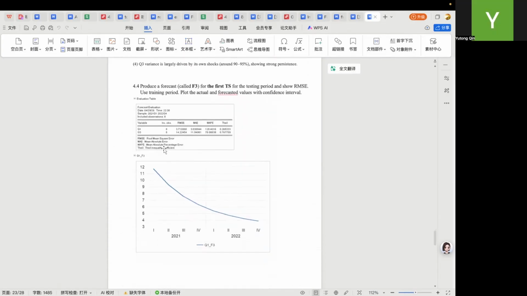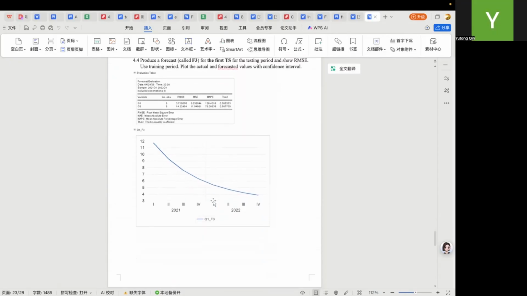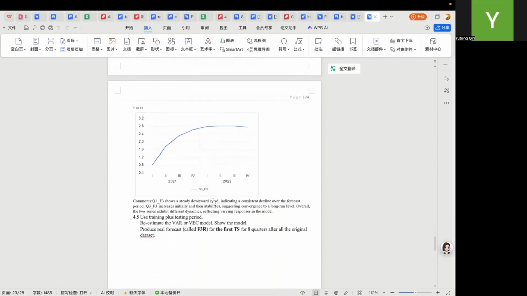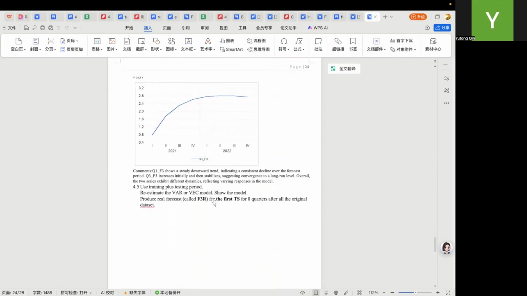Next, we produce a forecast called F3 for the testing period and show the RMSE. We can see the RMSE here, and the Q1 F3 shows a steady downward trend indicating a consistent decline over the forecast period. Q3 F3 increases initially and then stabilizes, suggesting convergence to a long-run level. Overall, the two series exhibit different dynamics, reflecting varying responses in the model.